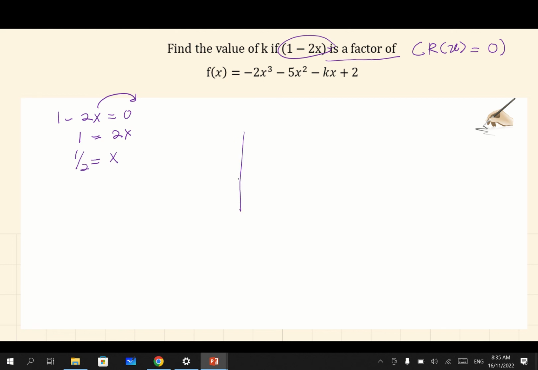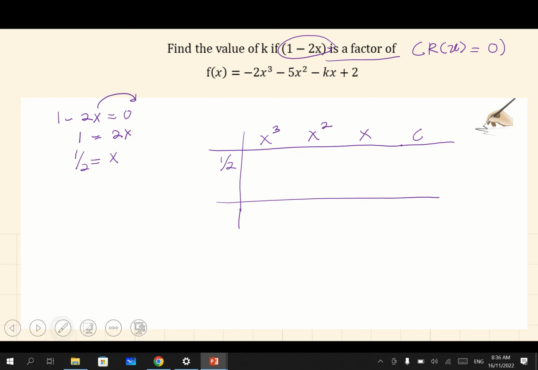And then we have to do the table of synthetic. So 1 over 2 should be here. Okay, up front dia ada x kuasa 3, x kuasa 2, x, and then we have constant. Okay. Next, kita isikan dia punya coefficient. So, untuk x kuasa 3, we have negative 2. X kuasa 2, negative 5. Untuk x, kita ada negative k. And the constant will be 2.